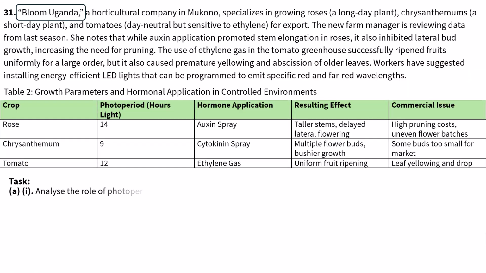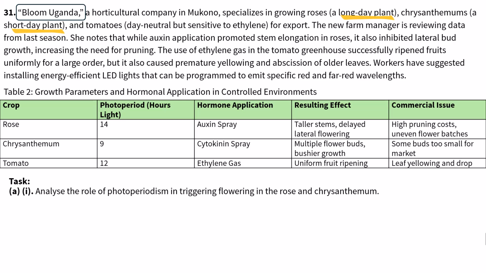Bloom Uganda, a horticultural company in Mukono, specializes in growing roses, a long-day plant, chrysanthemums, a short-day plant, and tomatoes, day-neutral but sensitive to ethylene, for export. The new farm manager is reviewing data from last season.